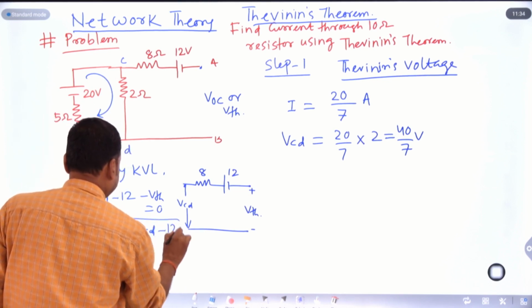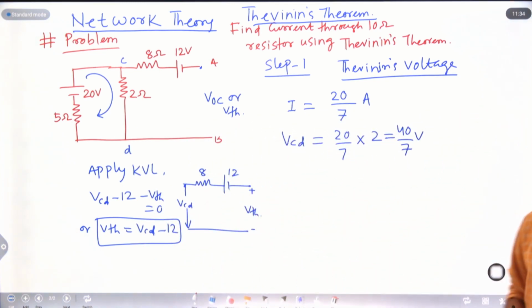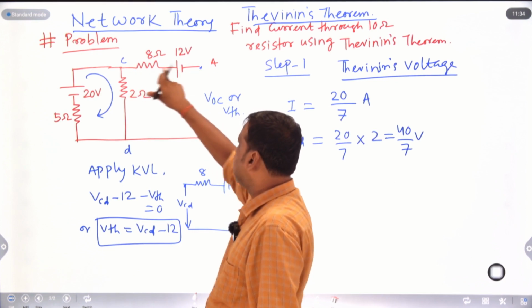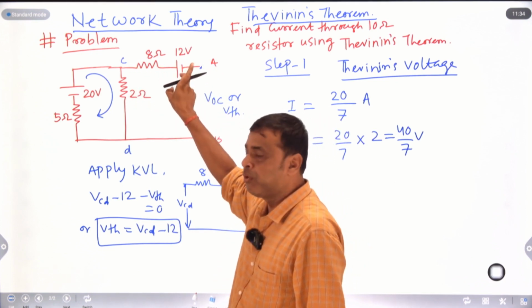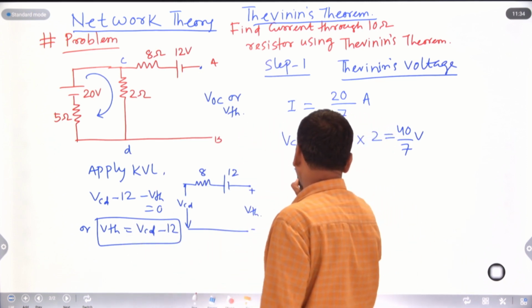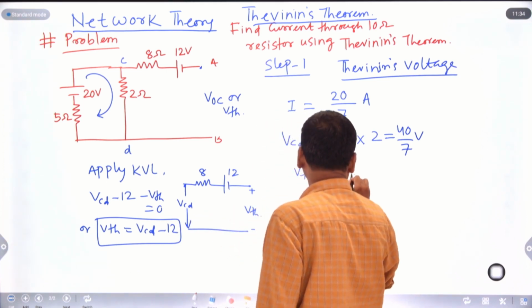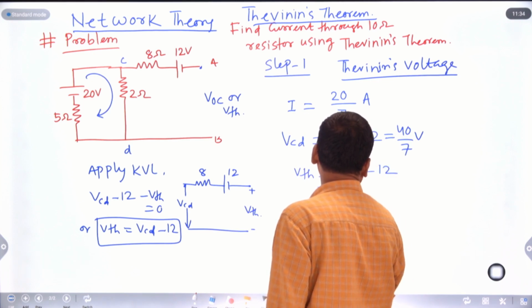This is your VTH. This type of question may be asked in your competitive examinations. You should not get confused by this branch, because there is no current flow through it. So only you have to consider this voltage source. So VTH equals VCD minus 12. So VTH, Thevenin's voltage, equals your VCD minus 12 volt. VCD is how much? 40 by 7 volt.